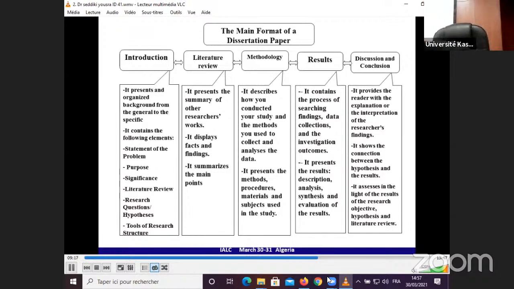Results, it contains the process of research, findings, data collections, and the investigation outcomes. It presents the results, description, analysis, synthesis, and evaluation of the results. And last but not least, discussion and conclusion. It provides the reader with the explanation or the interpretation of the researcher's findings. It shows the connection between the hypothesis and the results. It assesses, in the light of the results, the research objective, hypothesis, and literature review.